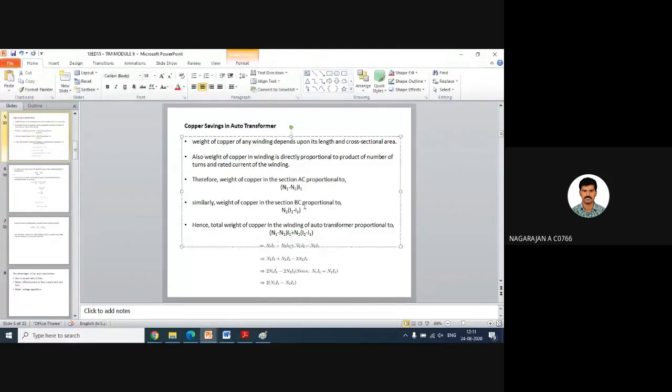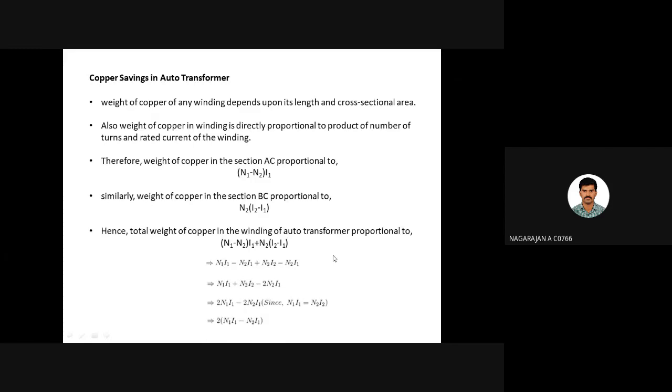So N1 minus N2 into I1. After multiplying all the equations, you will get these steps. So this last line explains the total weight of copper required for an auto transformer. Okay, and next we are going to see the weight of copper used in a two winding transformer.